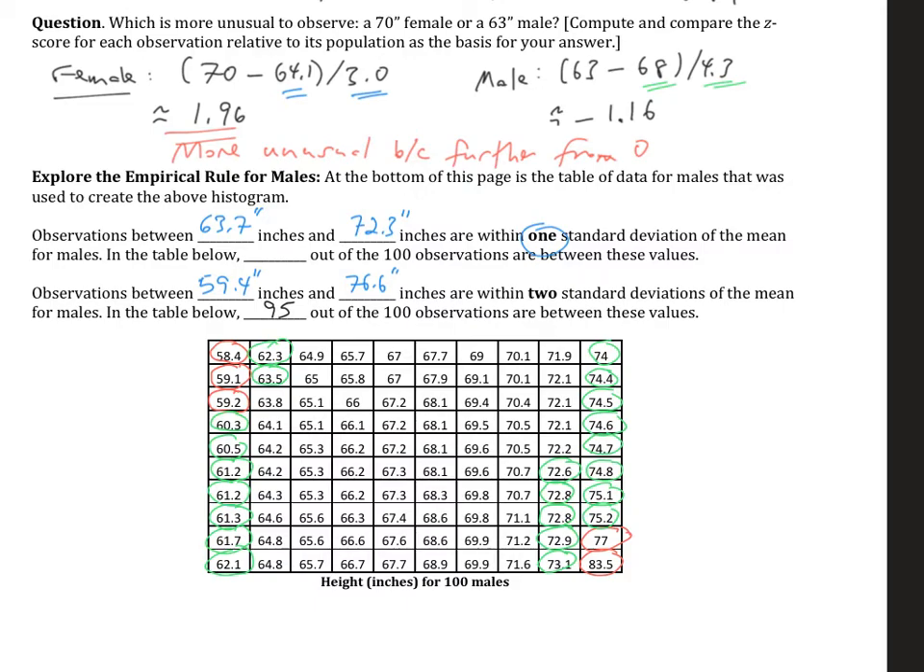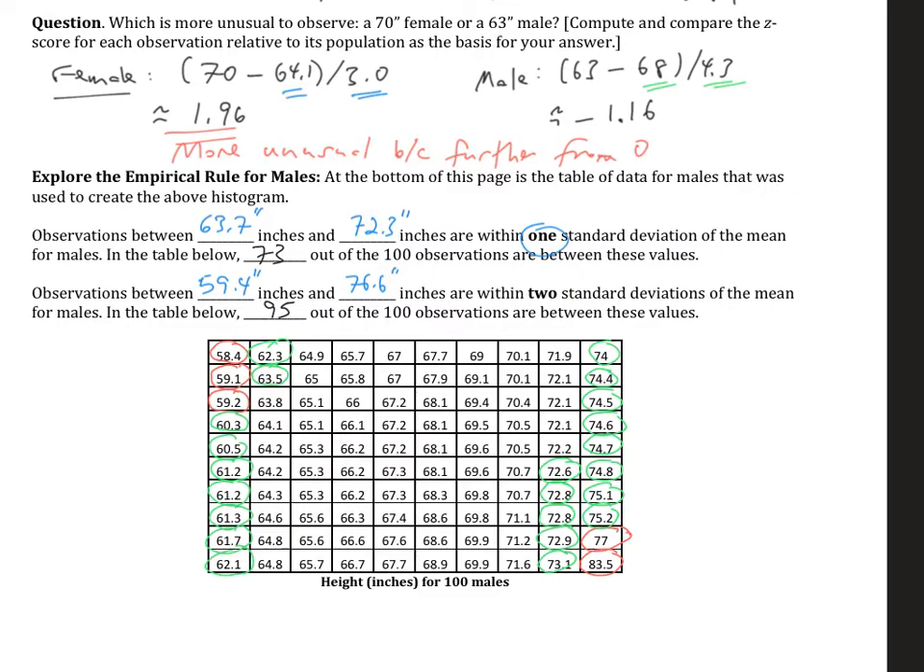So because these are groups of 10, I can count them pretty quickly. There's 10 of them here. There's 10 of them here. That's 20. Here's 5 more, 25. 2 more is 27. So I've circled 27 altogether, and there were 100 total observations. So the 27 are not in between. That means that 73 of them are in between.